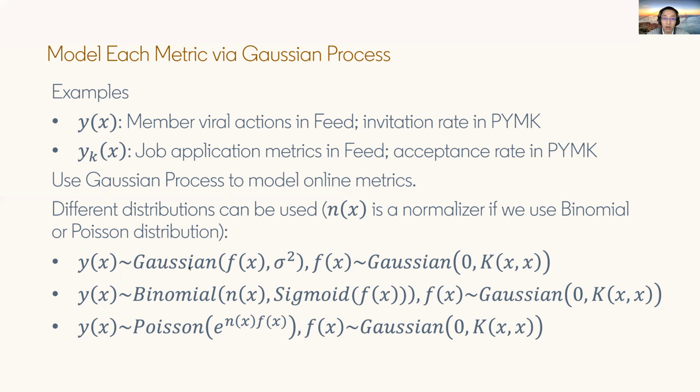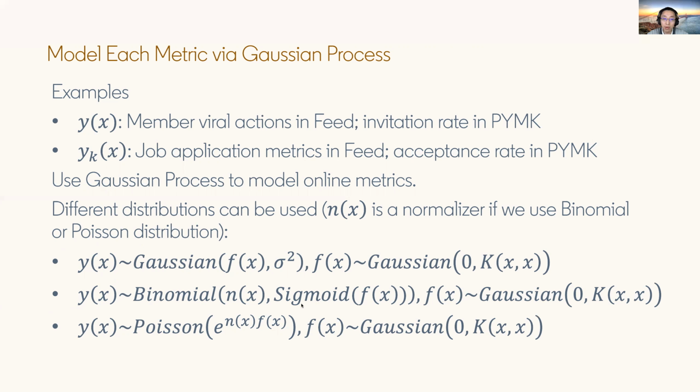For example, we can use a Gaussian distribution. In this case, we have a noise parameter to estimate, and we can also supply pre-specified noise information. And we can also use a binomial distribution to model integer metrics. Here, Y of X is an integer success count metric, and n of X is a total count. Y of X follows a binomial distribution with n of X and the success rate. The success rate has a sigmoid link to the underlying Gaussian process.